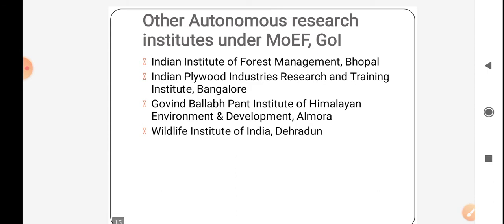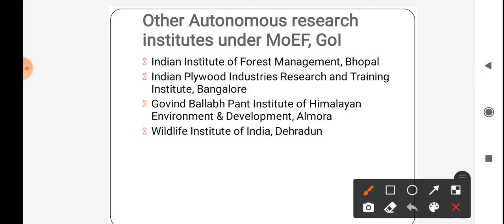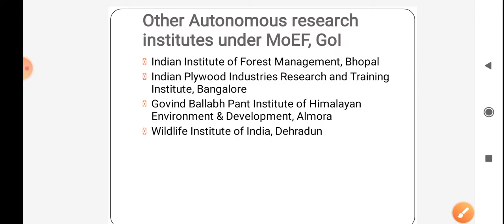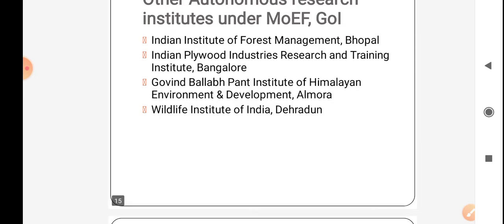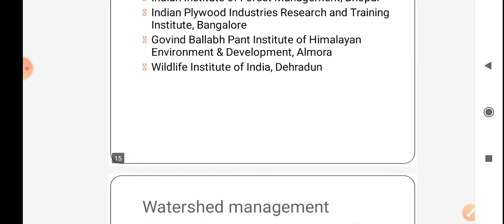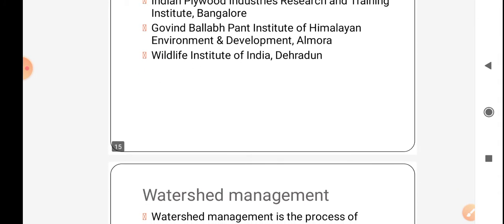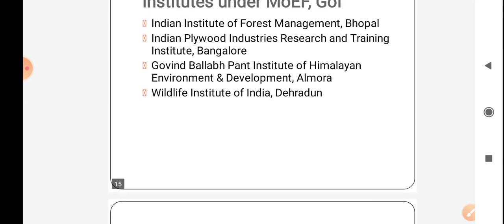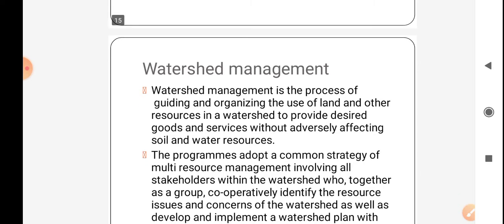Indian Institute of Forest Management, this is important. It is situated in Bhopal. Indian Plywood Industries Research and Training Institute, Bangalore. Govind Vallabh Pant Institute of Himalayan Environment and Development, situated in Almora. And Wildlife Institute of India, situated in Dehradun.